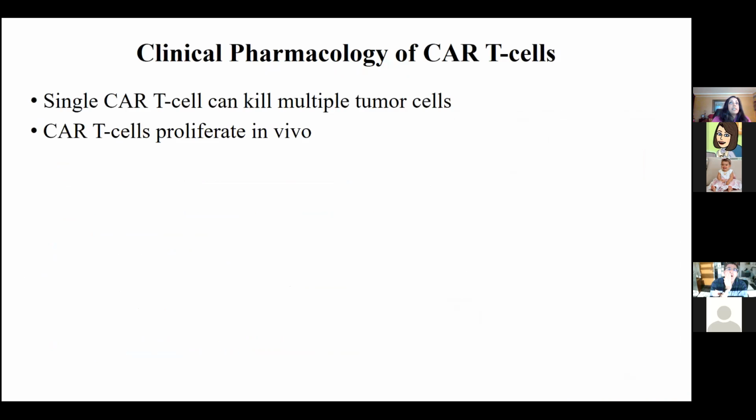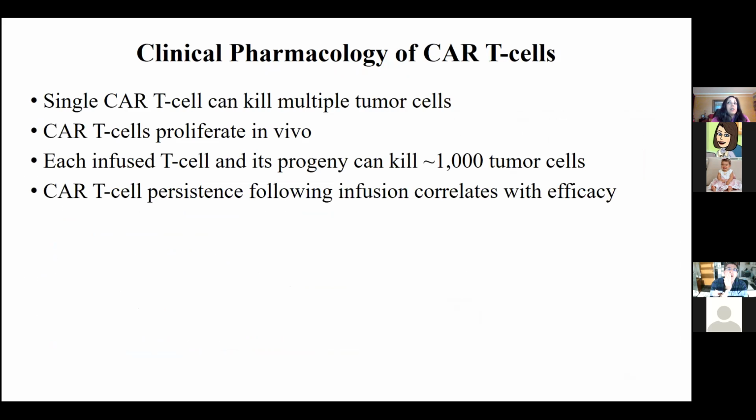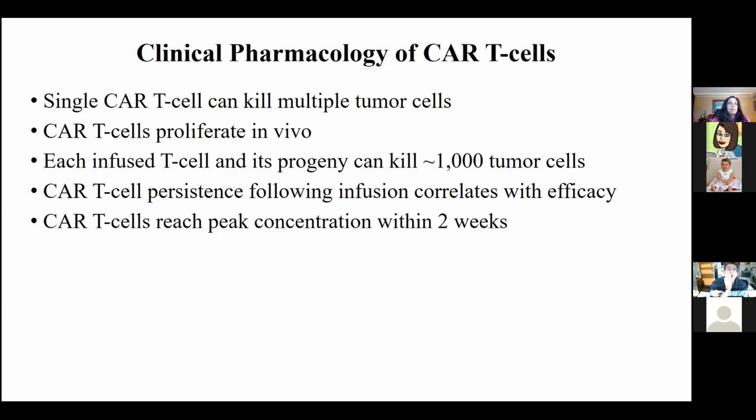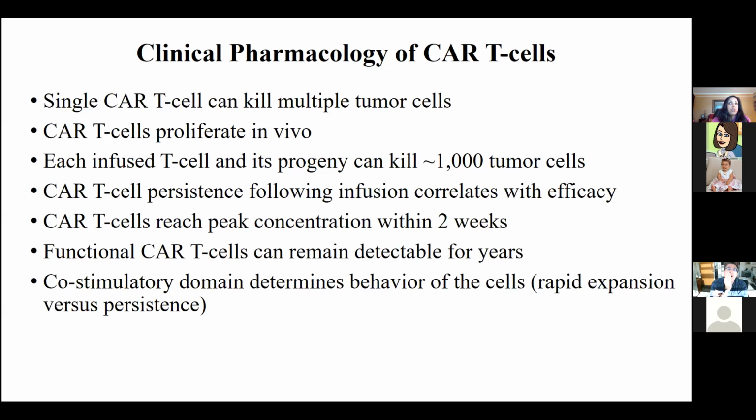A single CAR T cell can kill multiple tumor cells. We know that CAR T cells can proliferate in vivo. Some of them rapidly expand within the first couple of weeks after infusion into the patient. Each infused T cell and its progeny can kill about 1,000 tumor cells. And we know that persistence of the CAR T cells long-term following infusion correlates with efficacy. CAR T cells typically reach their peak concentration in vivo within 2 weeks. And functional CAR T cells can remain detectable for several years post-infusion.